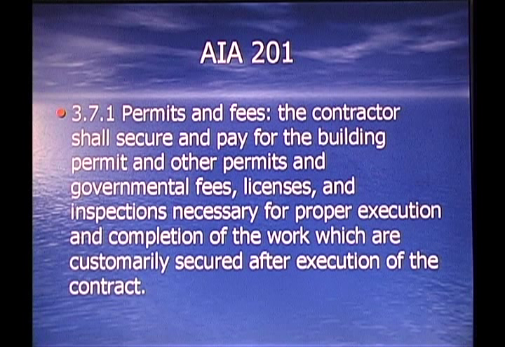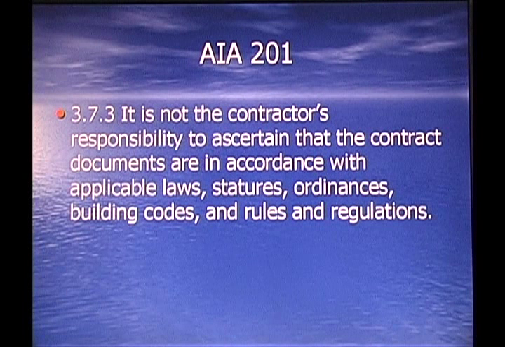3.7.1, permits and fees. The contractor shall secure and pay for the building permit and other permits and governmental fees, licenses, and inspections necessary for proper execution and completion of the work, which are customarily secured after execution of a contract. That's a question that comes up continually. Who has to pay building permits, governmental fees, licenses, and inspections?